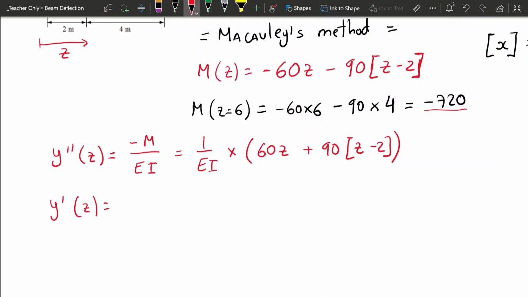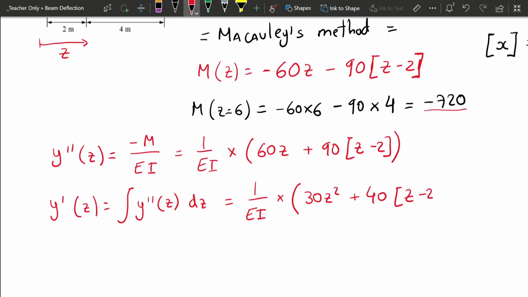And now the next step is to get the rotations. So again, rotations being the integral of the curvatures, dz. So that we get 1 over EI times, and this will be 30z squared plus 45 times z minus 2 squared plus c.